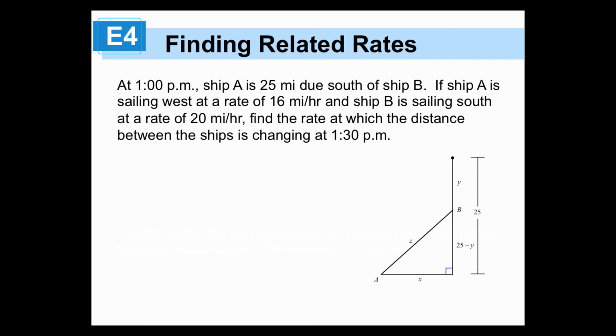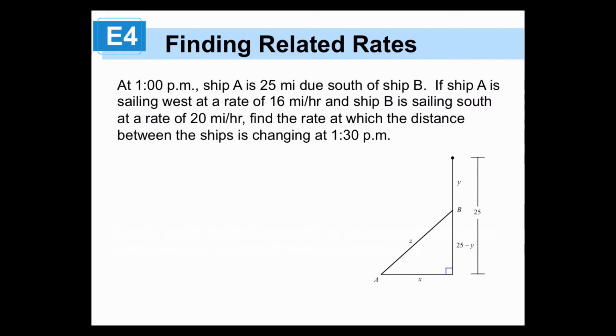Already drew the picture for you. You're welcome. I do have some variables in there. We need to define those variables. What's x? The distance. How far west ship A moved. It's a distance. What's y? Distance for ship B. What's z? Distance between them. Okay, so you can see what's going on here.